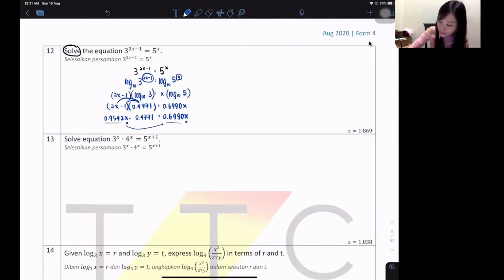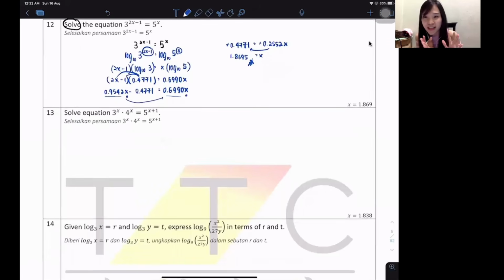So let's move it to that side. I write here, yeah? So the numbers still continue on the left. 0.6990, if I minus off 0.9542, on the right side I get 0.2552x. All the x, I combine them together. Negative, negative become positive. So what's my x answer? Move there, divide. I get 1.8695. And don't feel surprised that your answer looks like that. Whenever you're using log 10, your answer should look like this, some decimal answer. If you get a very nice answer, most probably you are using the wrong method already, my dear. So whenever using log 10, the answer definitely looks super ugly, okay?